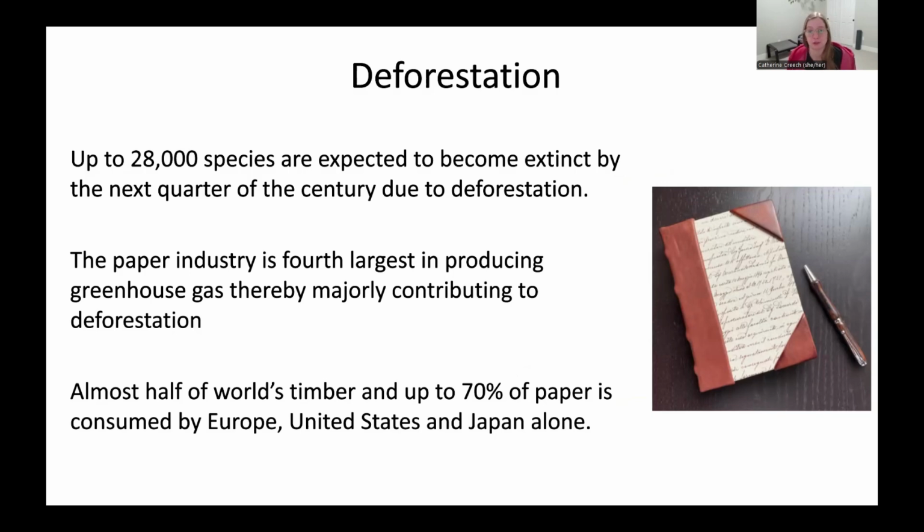Another source of deforestation is our wood products. The paper industry is the fourth largest producer of greenhouse gases. And of the timber harvested, 70% of paper is used by Europe, United States, and Japan alone, which is pretty incredible. We use a lot of that paper and that timber. We expect about 28,000 different species to become extinct in the next 25 years because of deforestation.